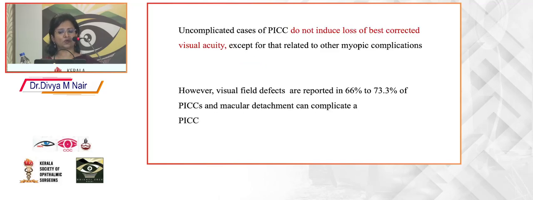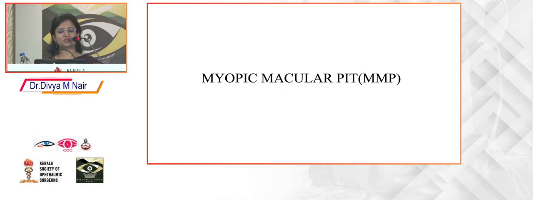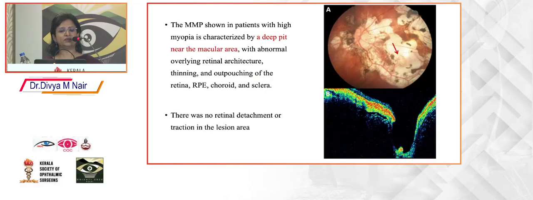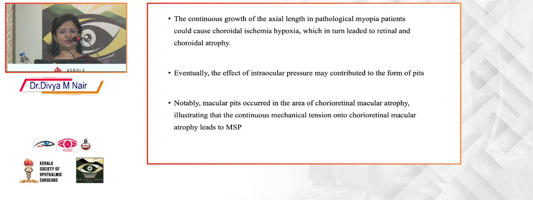Uncomplicated cases do not cause much visual acuity problems, but they are known to cause some visual field defects. The last of this is the myopic macular pit, which is characterized by a high myopic patient with a deep trench-like excavation near the macular area. You can see the red arrow pointing in the fundus picture, an oval-shaped area, that is a macular pit. And on the OCT, you can see that there is a trench-like area with the entire thing dipping down, almost like a coloboma. But there is no RD or any traction seen at this area.